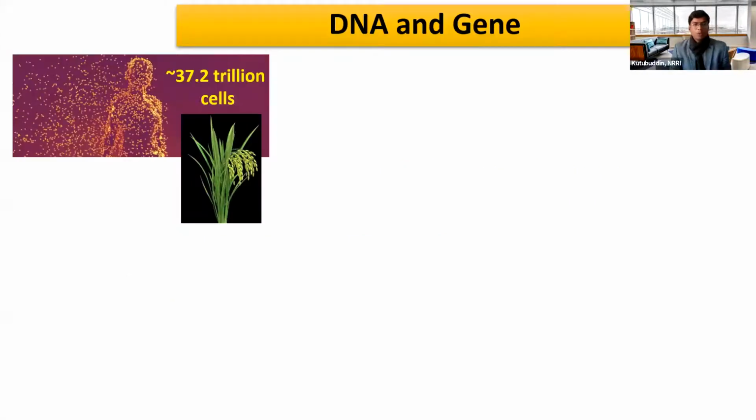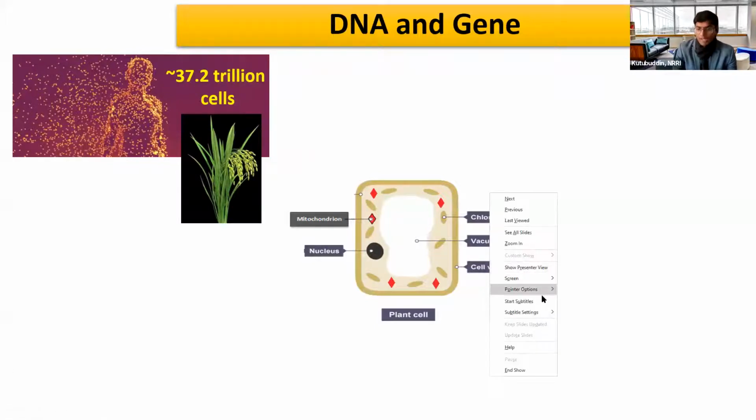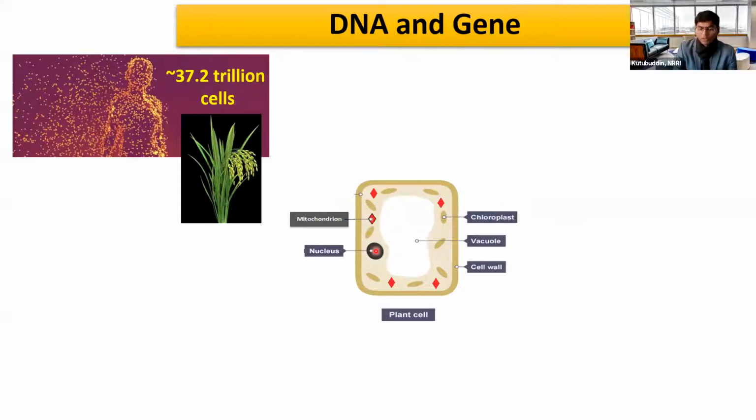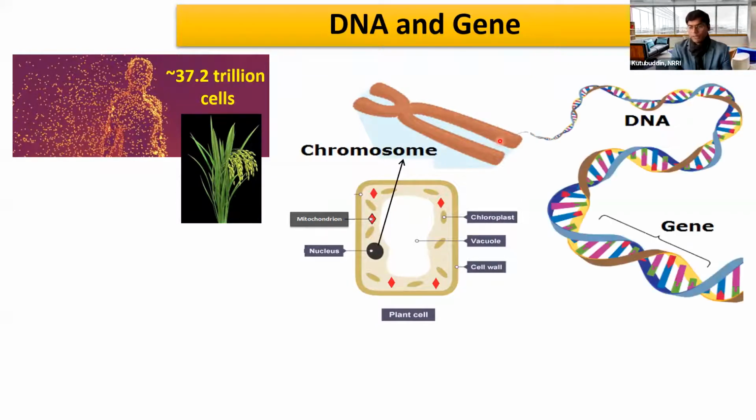Okay, so this is a higher eukaryote like a human being, and this is an example of a rice plant that is also a higher eukaryote, and they are made up of trillions of cells. If I want to give you an example of a cell, this is a plant cell, and that has a nucleus. And this nucleus, this is the head of the cell because it contains chromosomes. And this chromosome is nothing but a coil of a long thread of DNA.